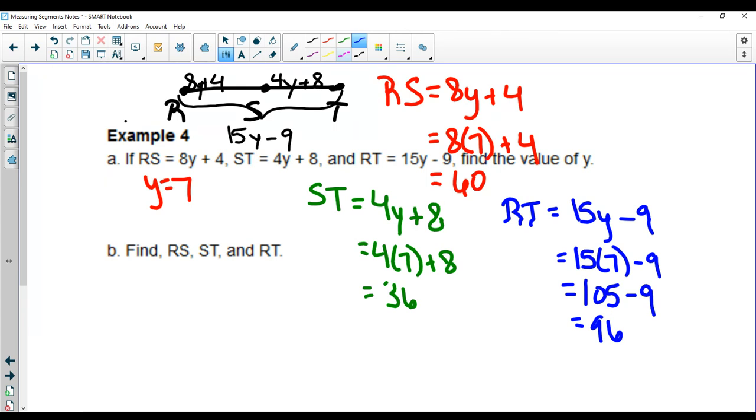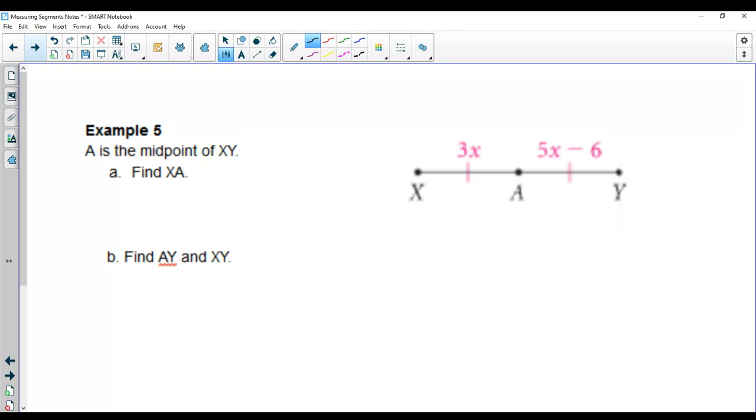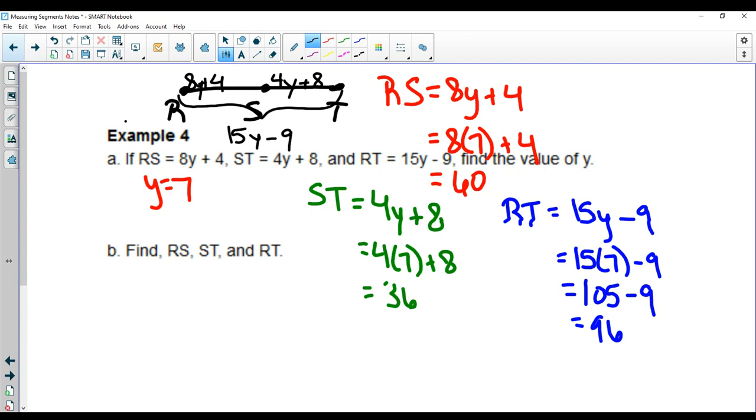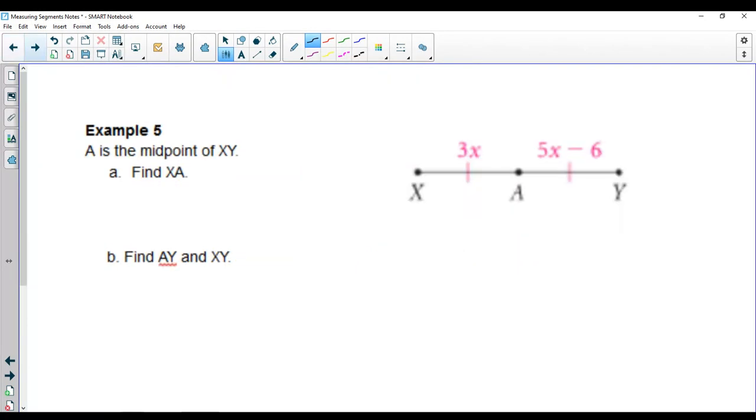So, were we correct in our work? 60 plus 36 equals 96. Yes, we were correct. Alright. Now things change just a little bit. So used to, we would have a picture where S was somewhere in between R and T. Okay? Now, it's telling us that A is the midpoint.